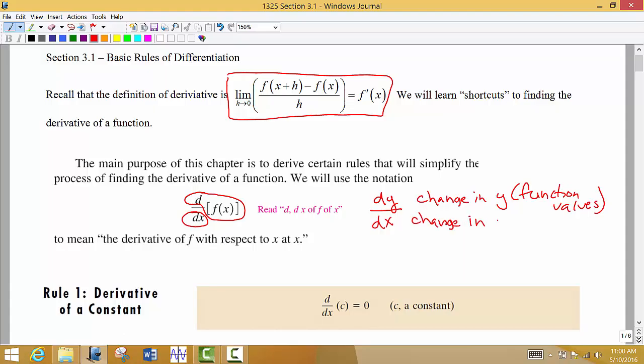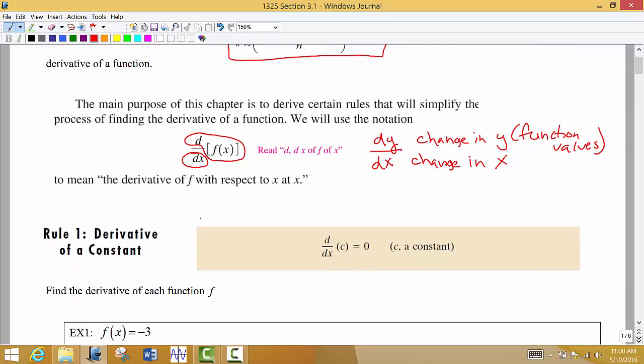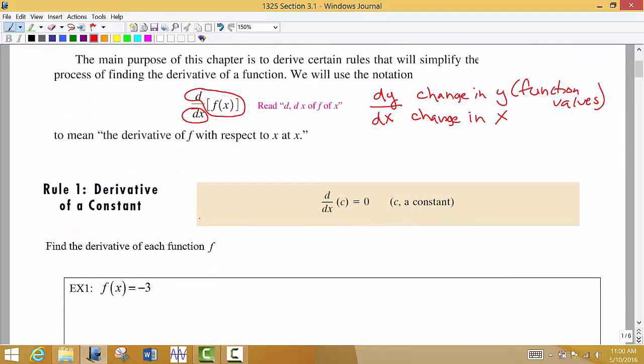And this is basically the idea of slope. So when you see that notation, that's what that's looking for. It's the change in the function values divided by the change in the x values. And that's what we're going to find as the slope of the tangent line at any particular x value along the curve.